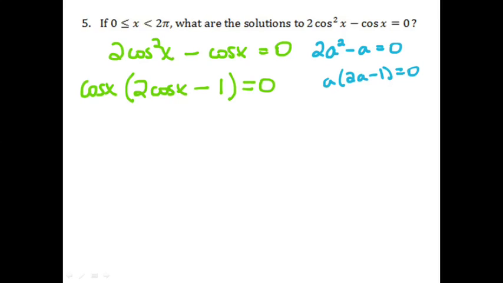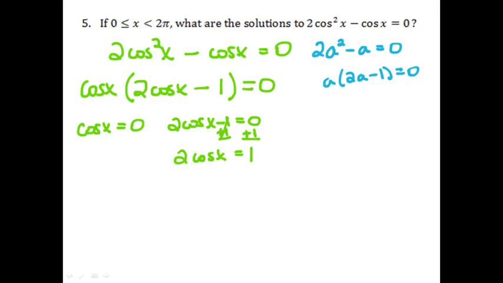Now at this point, once we have it factored, we need to set each factor equal to 0. So cosine x equals 0, or 2 cosine x minus 1 equals 0. And the second one, I'm going to go ahead and solve it for cosine x. I'm going to add 1 to both sides, and 2 cosine x is equal to 1. And then we'll divide by 2. Cosine x equals 1/2. So I've got cosine x equals 0 and cosine x equals 1/2.